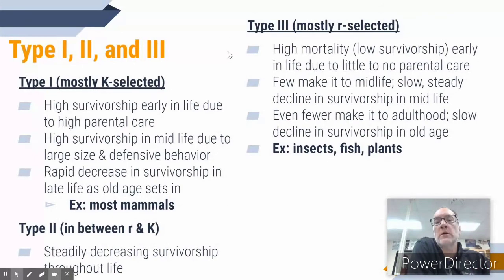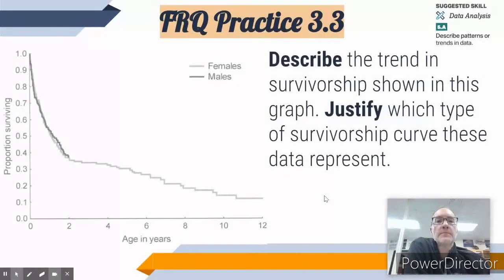Type 3, which are mainly the R-selected species, have a high mortality early in life because there's usually no parental care. Think of our fly example. Few make it to midlife, slow, steady decline in survivorship in midlife. Even fewer make it to adulthood. Examples, again, are those insects, fish, and plants.